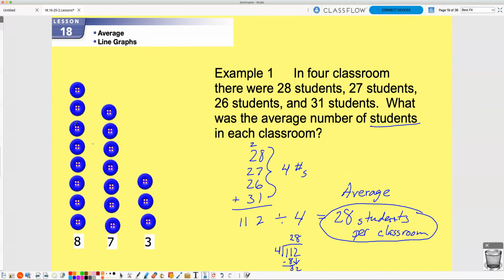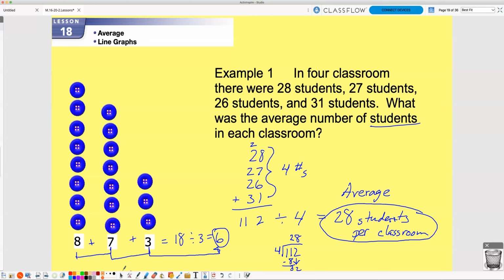That's the average. Let's look at average if we had 8 buttons, 7 buttons, and 3 buttons. What would be the average of those? Well, if we were to add all these together, I can see that it's 15 plus 3, which makes 18, and 18 divided by 3 is 6. The average of 8, 7, and 3 is 6.